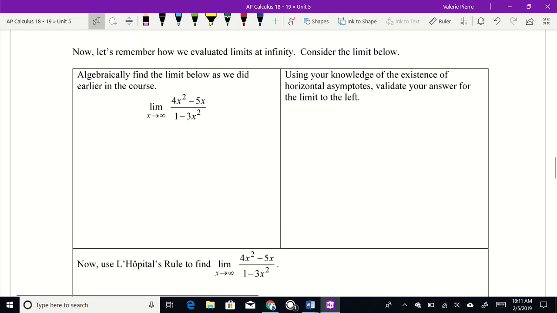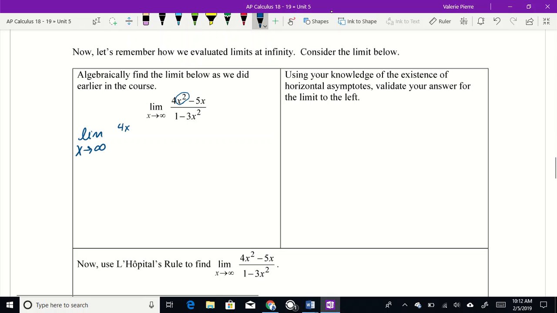So now we need to remind ourselves how we evaluated limits at infinity. So we want to algebraically find the limit below as we did earlier in the course. When we had limits at infinity, we looked for the highest degree in that rational function. In our case, the highest degree is x squared. So what we're going to do is divide every term in our function by x squared.